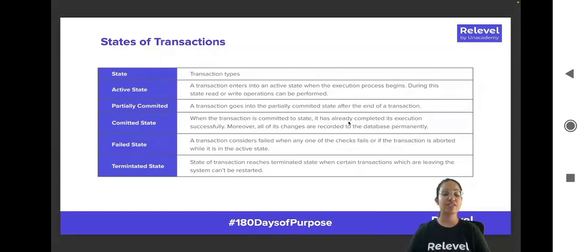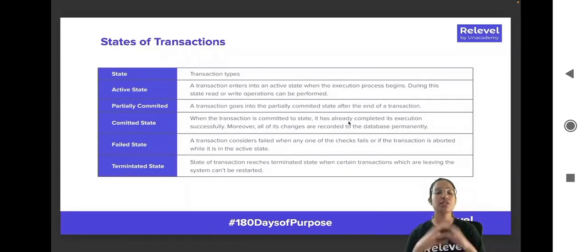Next after that is the failed state. A transaction is considered failed when any one of the checks fails or any of the underlying tasks of a transaction is aborted while it is in active state. Remember, I told you in the very start, even if one of the tasks fails for a transaction, the entire transaction is considered a failed transaction. And the terminated state is the state for transactions which are leaving the system and cannot be restarted.